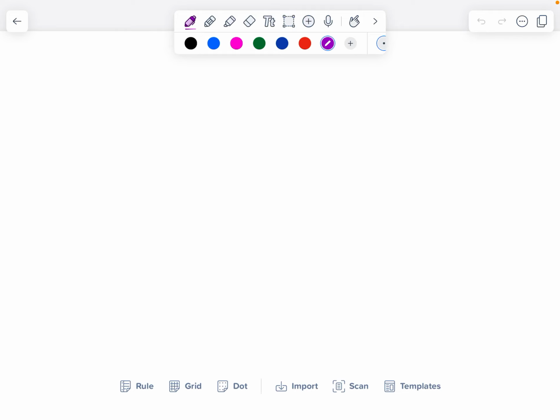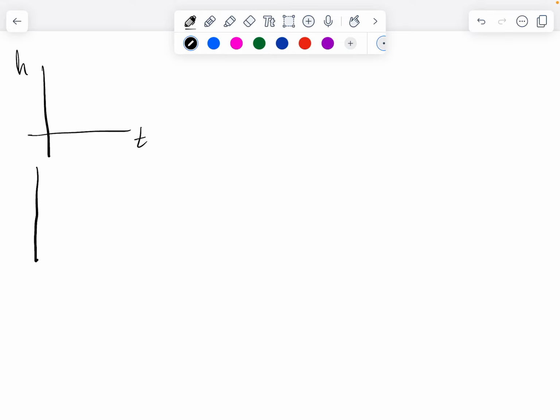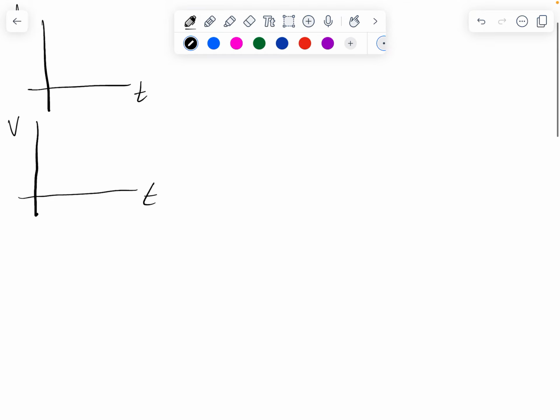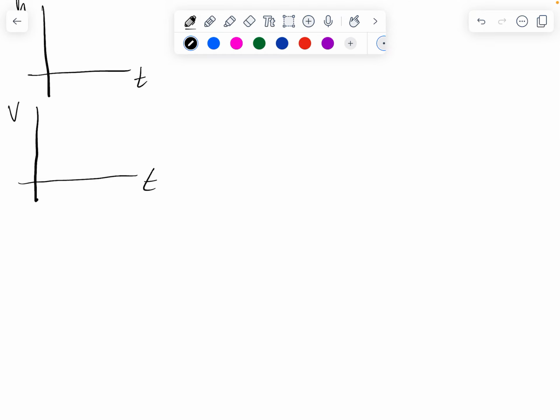All right, so I'm going to be doing Rocketeer. I'm going to be walking through it. So to start, I'm going to draw the graphs, okay? Let's do this. So first, I'll be doing height, time, then the velocity graph, and then acceleration graph.